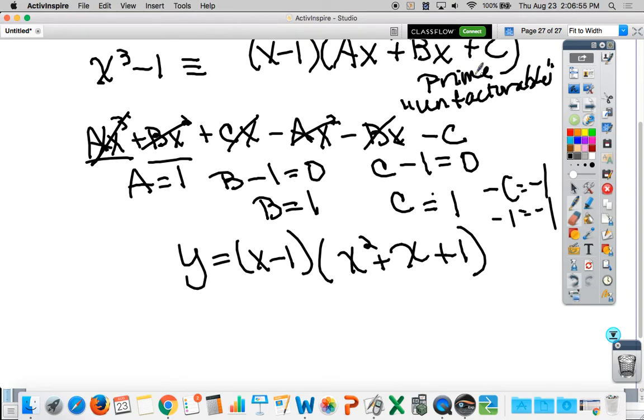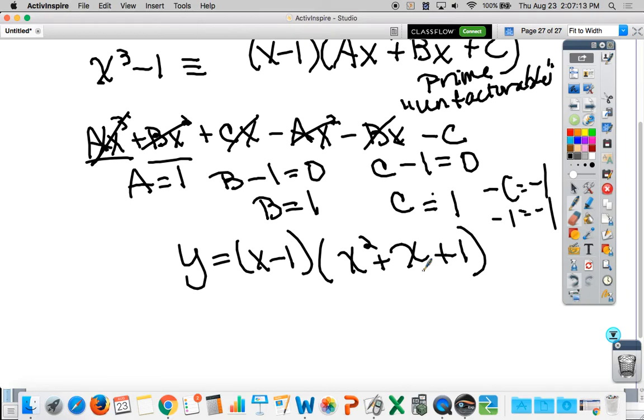Now I told you up here that this is prime or unfactorable. Why do I say that it's prime? What does prime mean? We think of prime with numbers, but we don't think of prime with quadratics.